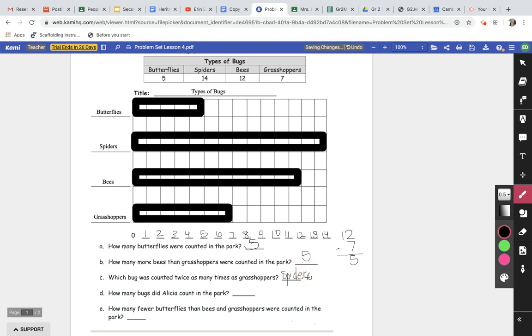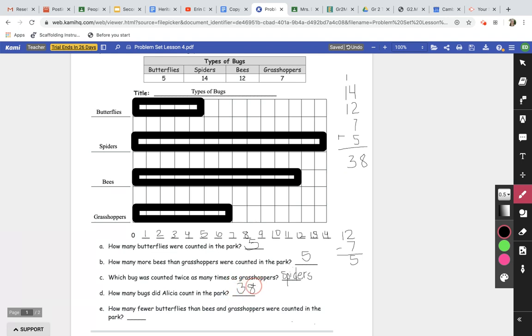Okay, letter D says, how many bugs did Elisha count in the park? Well, that's asking us to add up all of the different types of bugs. So I'm going to go ahead and just do a long vertical method here of all my numbers, and I'm going to start with my biggest and go down to my smallest. So 14 plus 12 plus 7 plus 5 to give me my total. So I know that 4 plus 2 is 6, plus 7 is going to give me 13, plus 5 more is going to give me 18. I'm going to carry my 1 there, and 1 plus 1 plus 1 is going to give me 3 tens, or 30, so my answer will be 38.